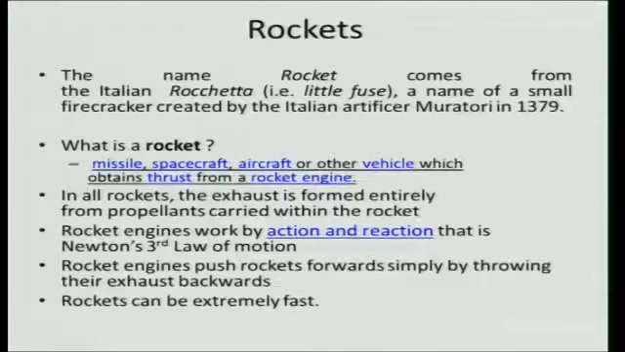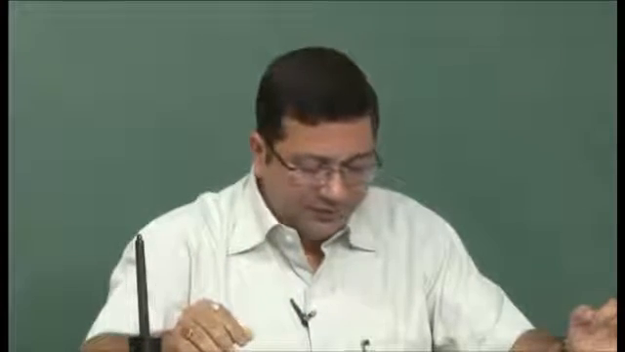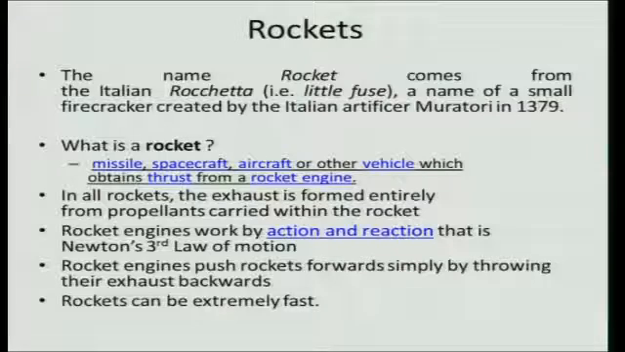So, the rocket engines essentially work based on Newton's third law of motion, which is action and reaction. Every action has an equal and opposite reaction. So, that is the primary and basic principle of application of a rocket engine. The rocket engine essentially pushes these rockets forward simply by throwing their exhaust backward, and the amount of thrust produced will depend on the mass flow rate of the exhaust and the velocity. So, essentially the rate of change of momentum of the vehicle is equal to the rate of change of momentum of the exhaust, and that produces the thrust.